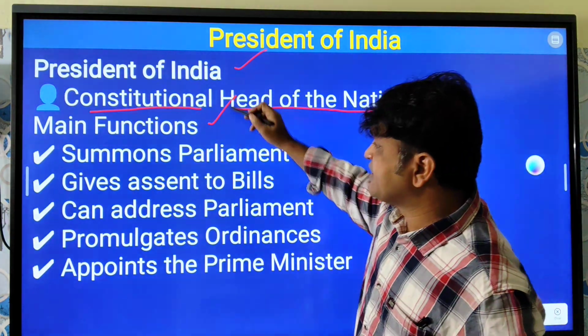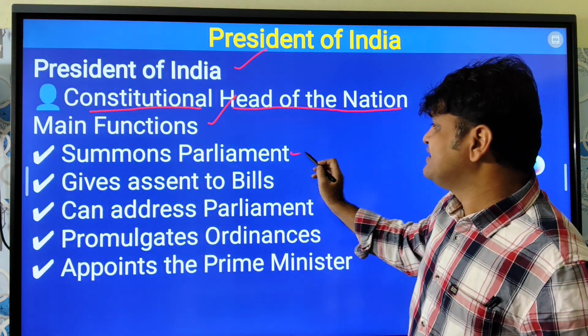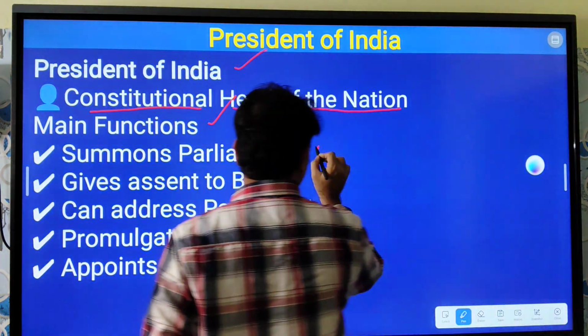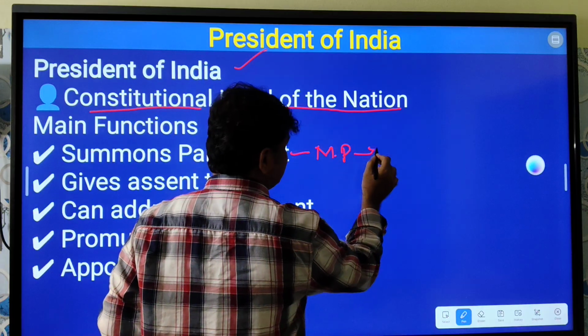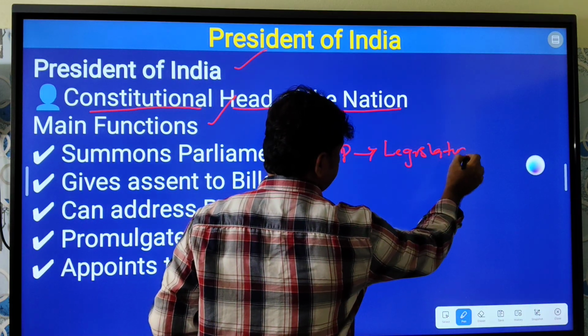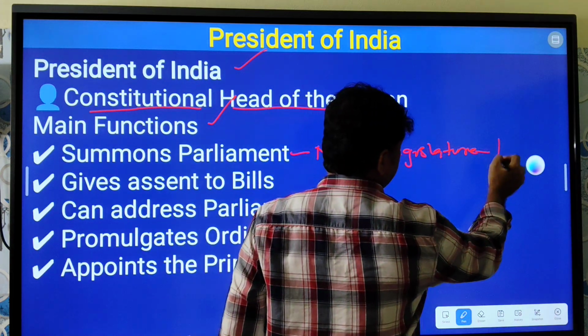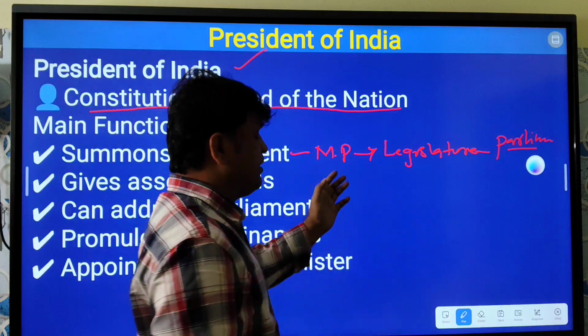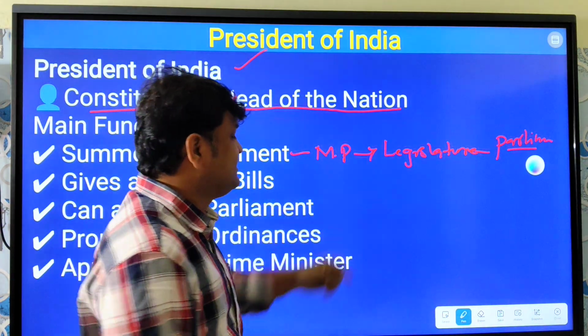The main function of the president is that he summons the parliament. What is summons? He calls for a meeting. So all the elected MPs will sit in the legislature. What is the legislature of the union government? It is the parliament. So all the elected members of parliament will sit in the parliament.